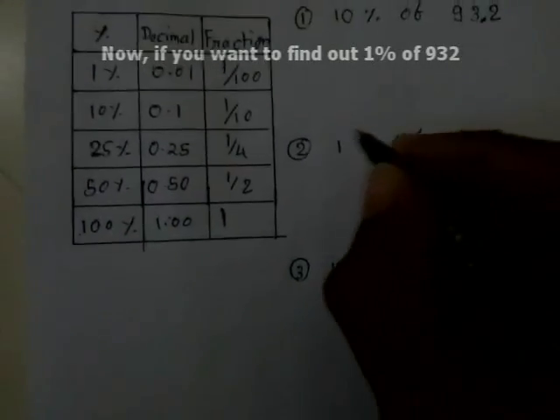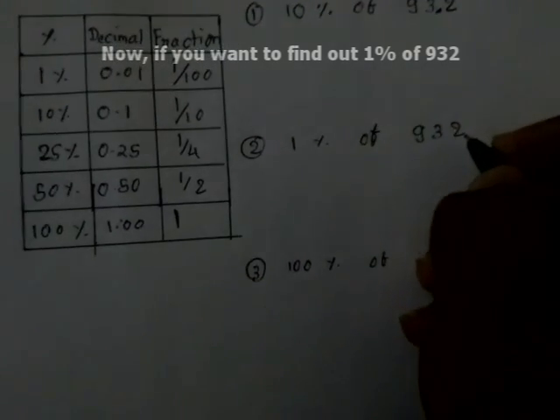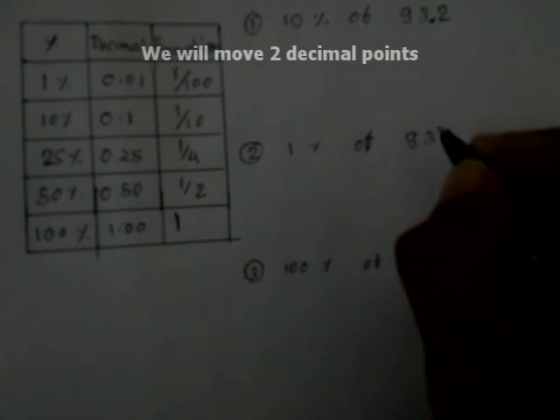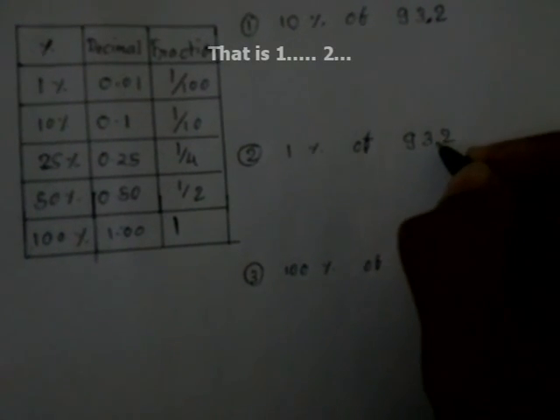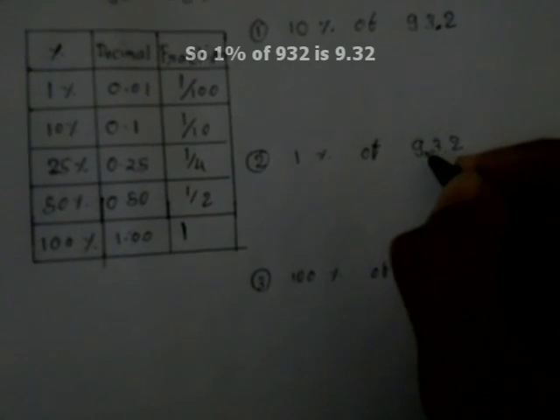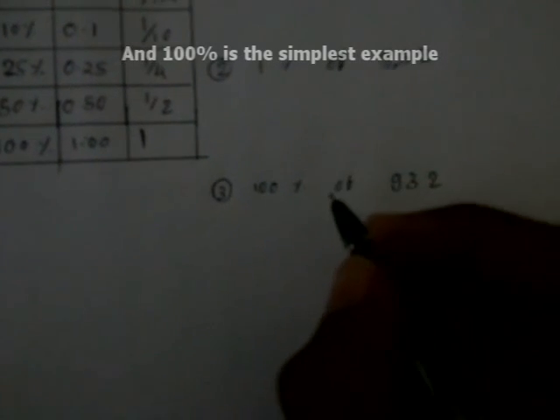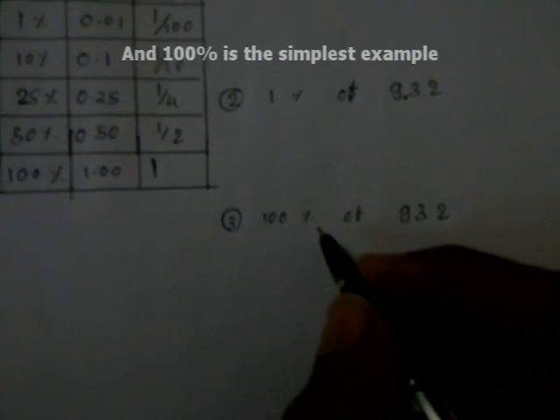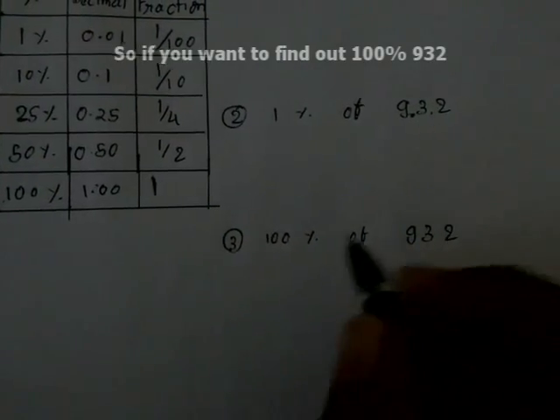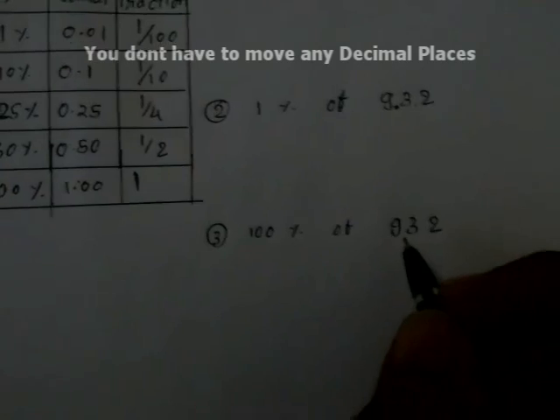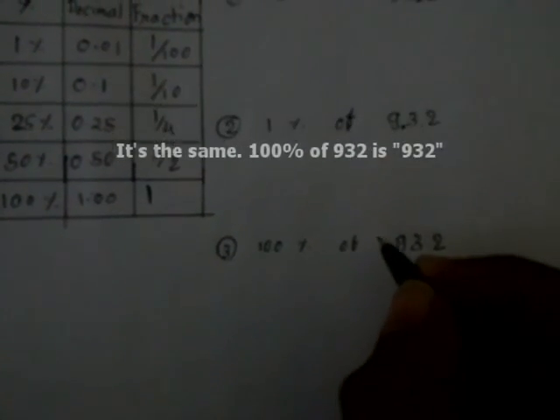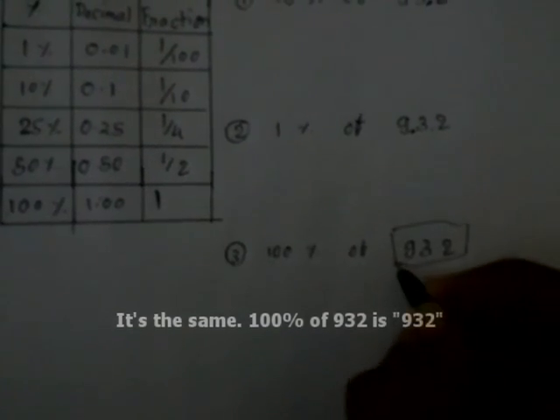Now if you want to find out 1% of 932, instead of moving 1 decimal point, we will move 2 decimal places, that is 1 and 2. So 1% of 932 is 9.32 and 100% is the simplest example. 100% doesn't change any number, so if you find 100% of 932, you don't have to move any decimal places. It's the same. 100% of 932 is 932.